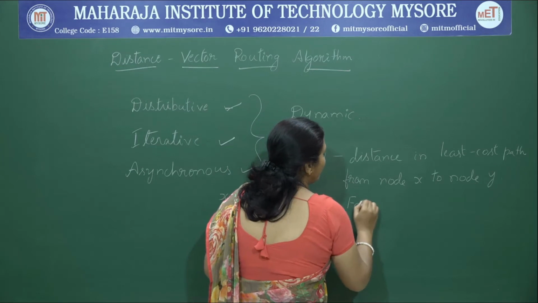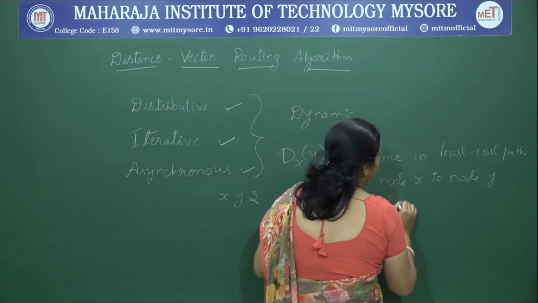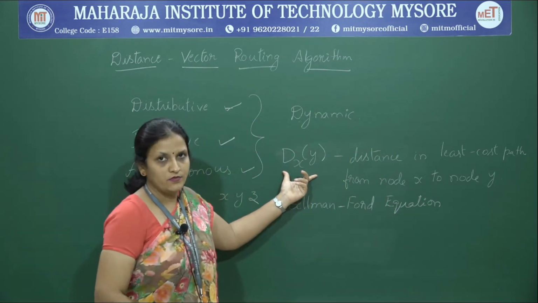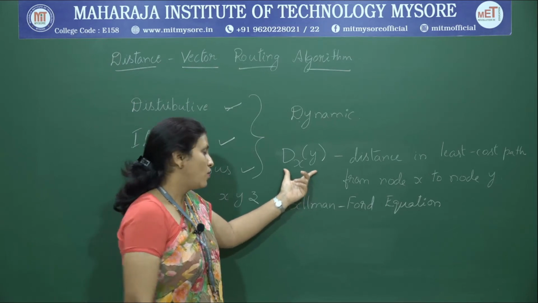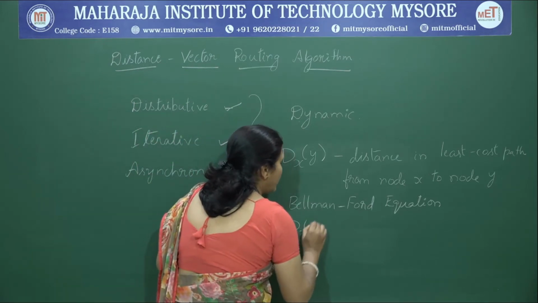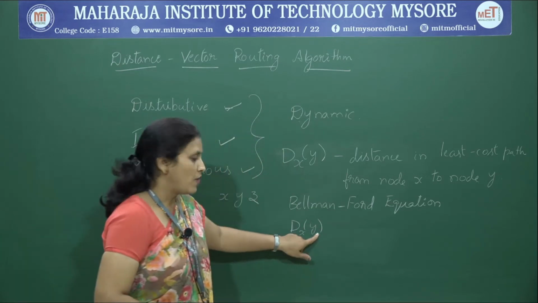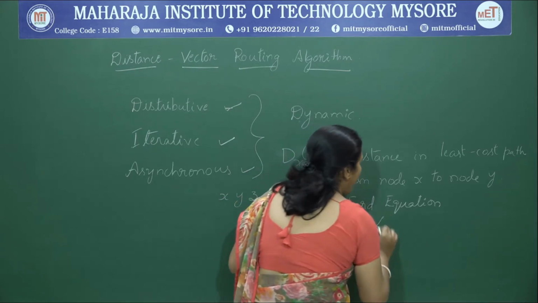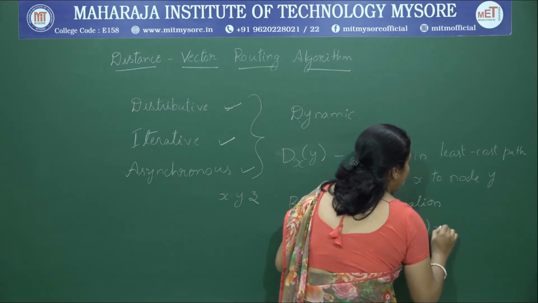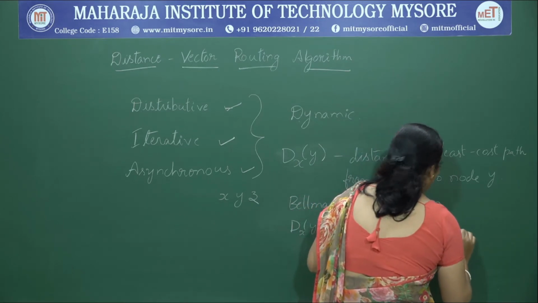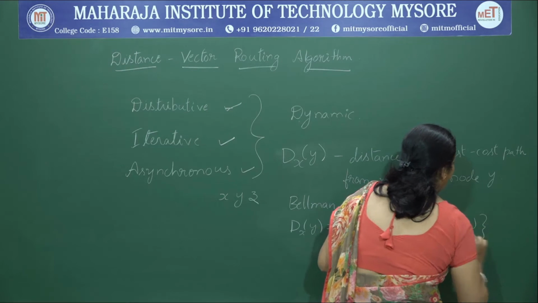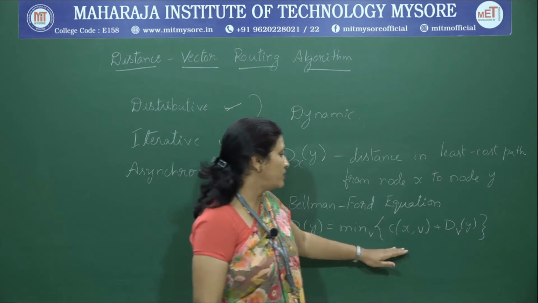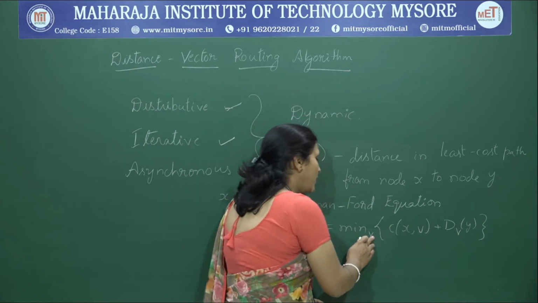We make use of the Bellman-Ford equation to calculate this distance, which is going to be stored in the distance vector. So, d of x y, that is the distance from node x to y, is calculated by looking at the minimum value which we get from this equation, where v is any other node which comes between x and y.